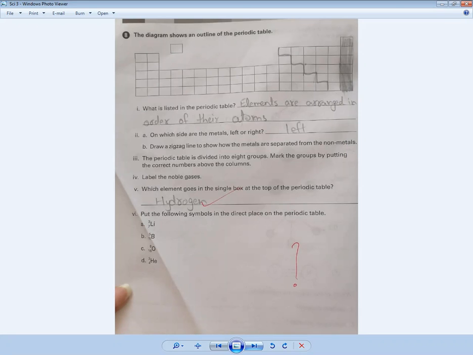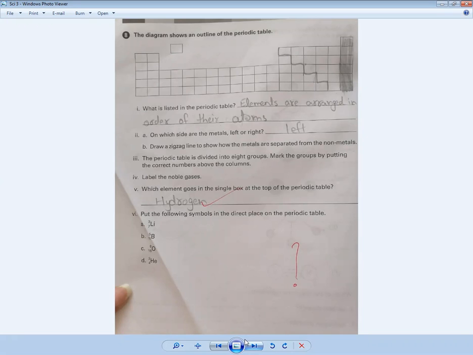So if you observe the periodic table, if you open your book along with this diagram, you can see all metals are put in the periodic table at the left side. Now come to B part of this question number 2. Draw a zigzag line to show how the metals are separated from the non-metals.